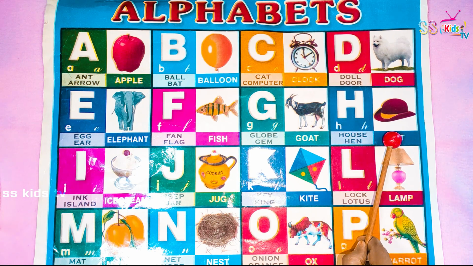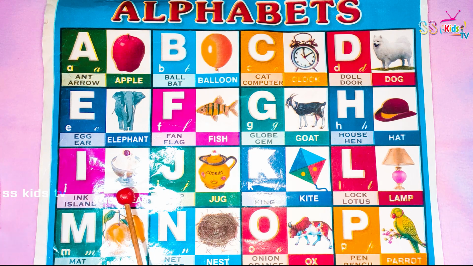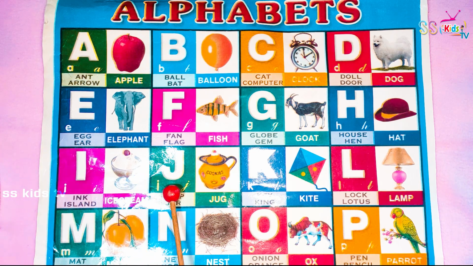H for hat. I. I for ice cream. J. J for jig. K. K for kite. L. L for lamp.